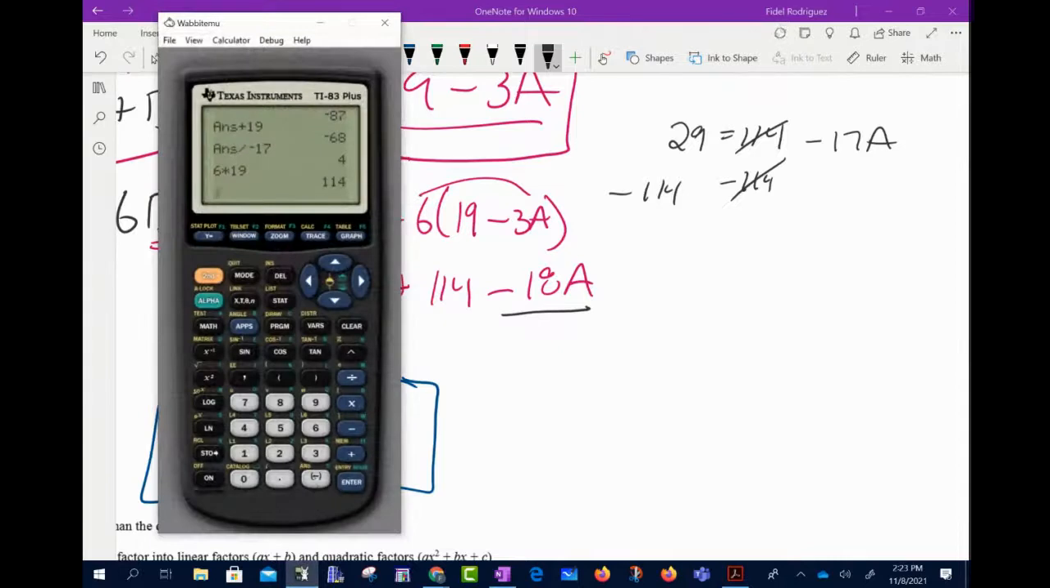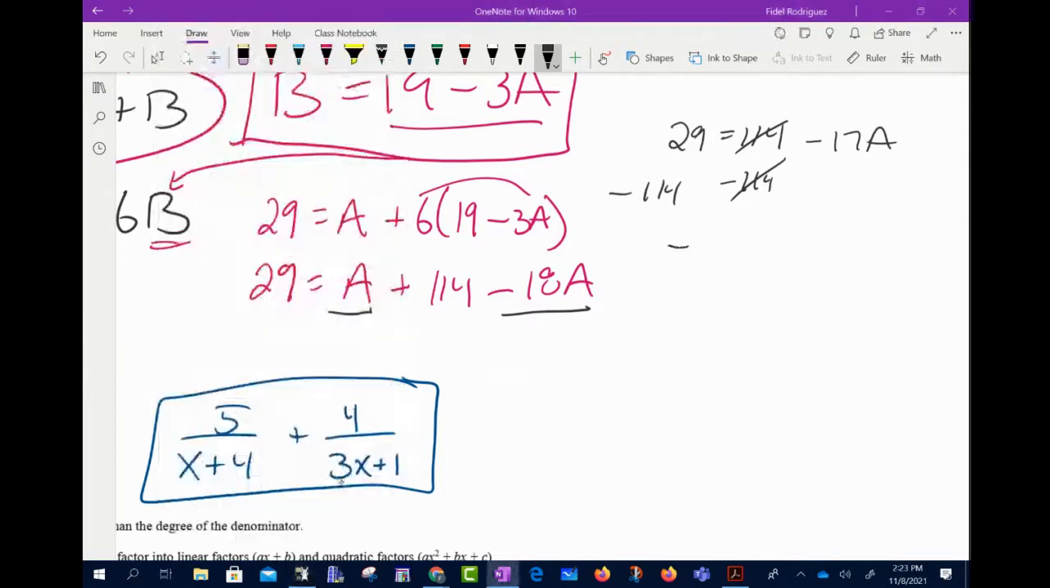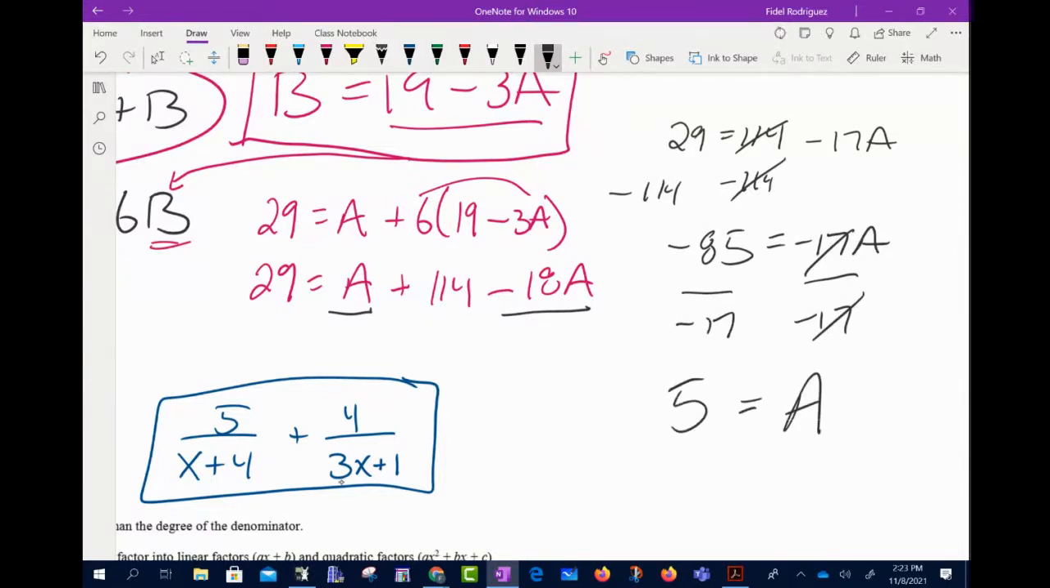Again, I'm going to take my calculator right here. What's 29 minus 114? Negative 85. So I have negative 85 equals negative 17a. In order to solve for a, we're going to divide both sides by negative 17. And you know what we're going to get for a? Isn't that what we got the first time, when we went through the elimination method? We got a equals 5. What else do we still need to find?